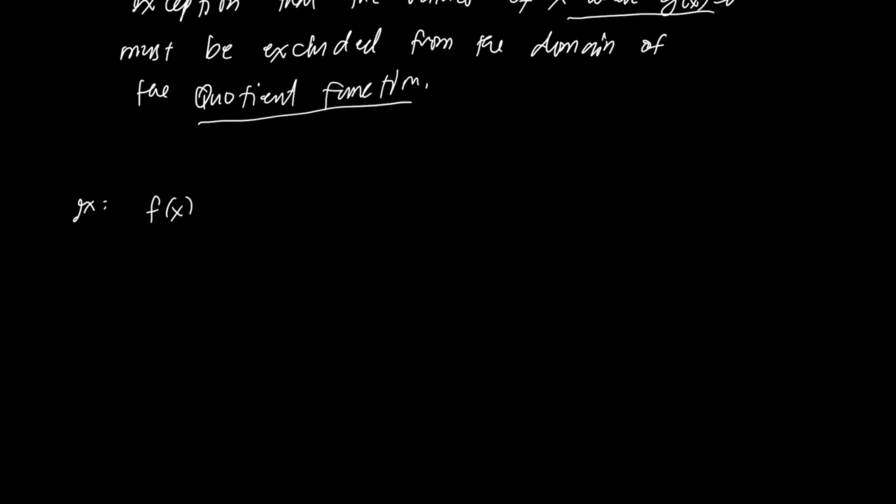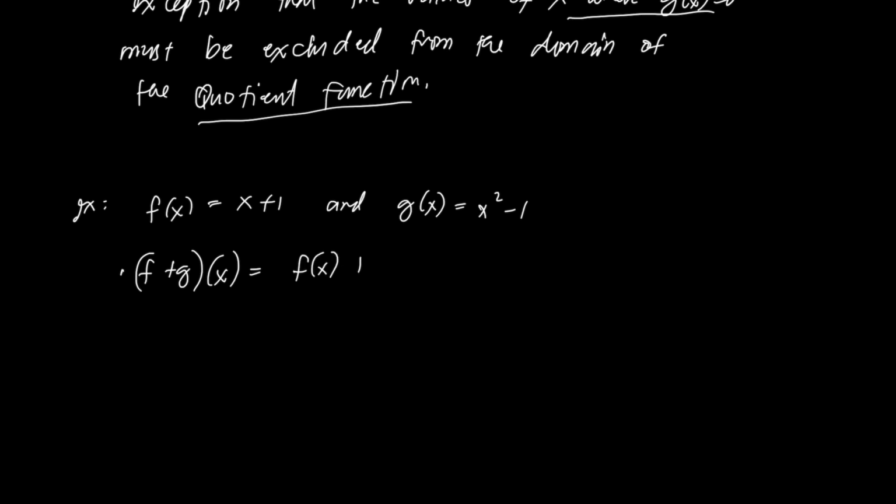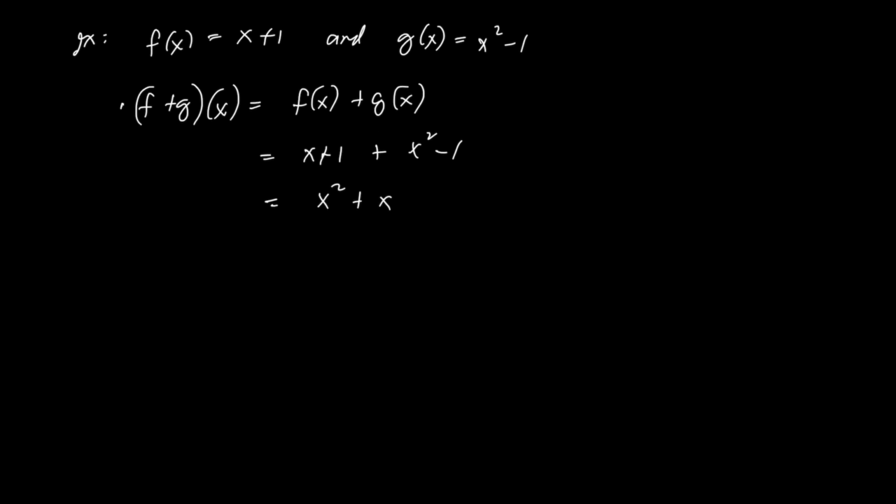Example, f of x is equal to x plus 1, and g of x is equal to x squared minus 1. So if we want to find f plus g of x, okay, from the formula, this is simply f of x plus g of x, and our f of x is x plus 1 plus x squared minus 1. So that is x squared plus x, 1 minus 1 is 0.